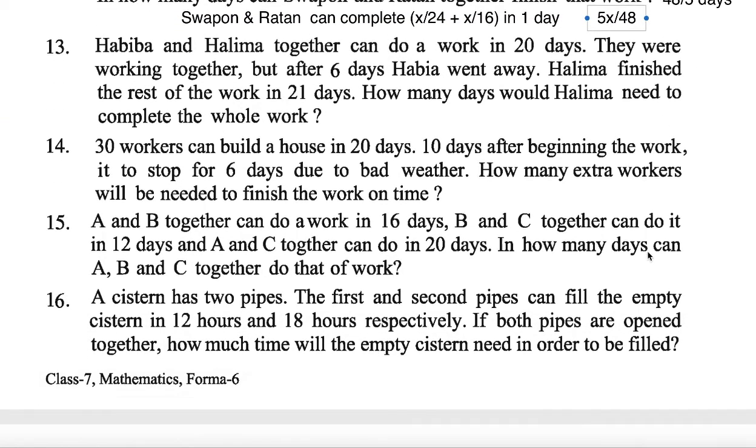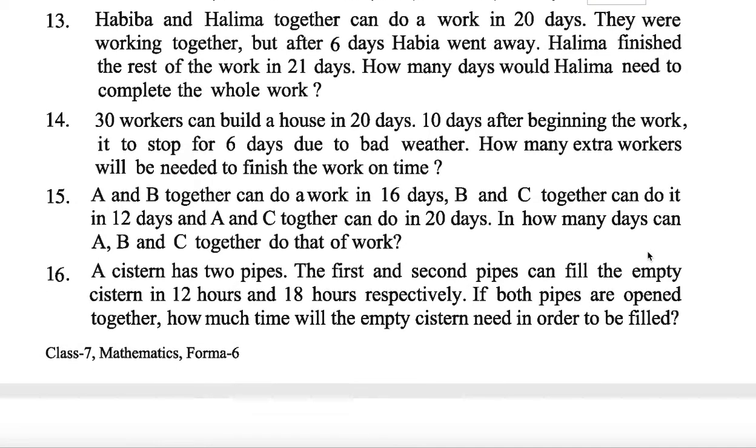Okay. Habiba and Halima together can do a work in 20 days. They were working together, but after 6 days, Habiba went away. Halima finished the rest of the work in 21 days. How many days would Halima need to complete the whole work? Okay, Habiba and Halima together can do work in 20 days. Okay, that is fair enough. They were working together.